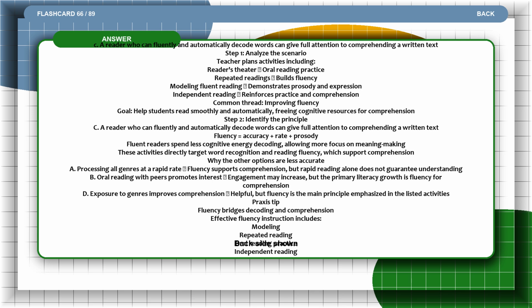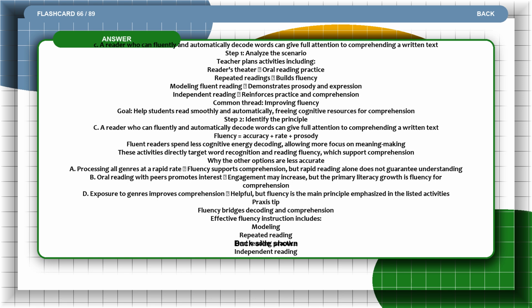Right arrow demonstrates prosody and expression. Independent reading. Right arrow reinforces practice and comprehension. Common thread: improving fluency. Goal: help students read smoothly and automatically, freeing cognitive resources for comprehension. Step 2. Identify the principles. C. A reader who can fluently and automatically decode words can give full attention to comprehending a written text.